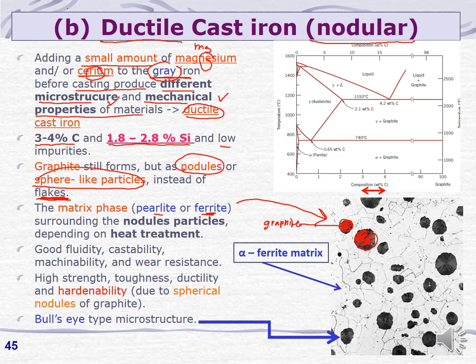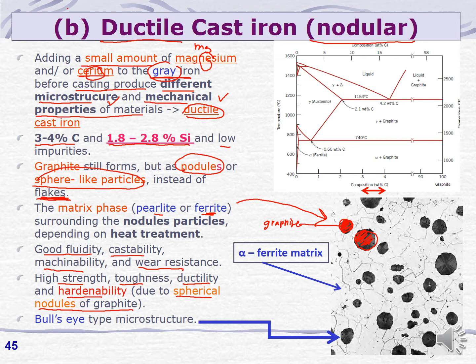That's why this cast iron is called nodular, because of the nodular or sphere-like shape of the graphite. This cast iron has good fluidity, castability, machinability, and wear resistance. It has high strength, high toughness, high ductility, and hardenability due to the spherical nodules of the graphite.